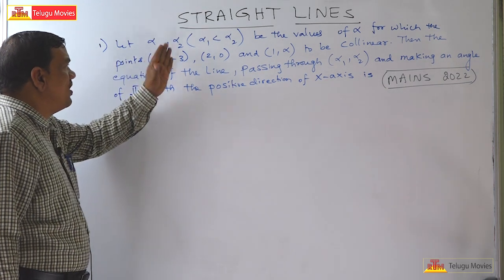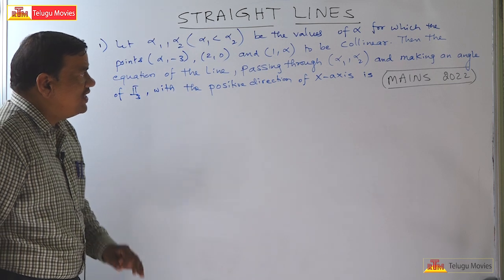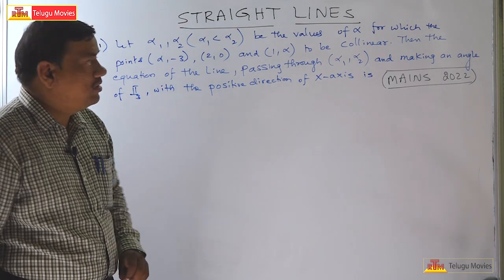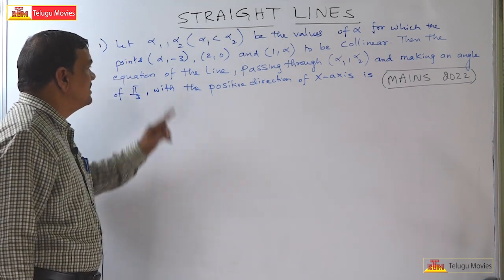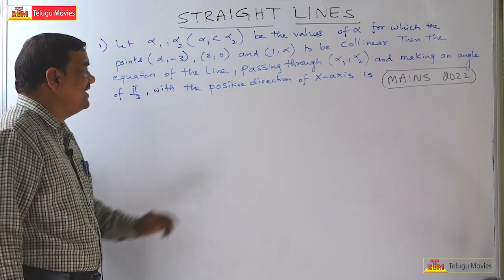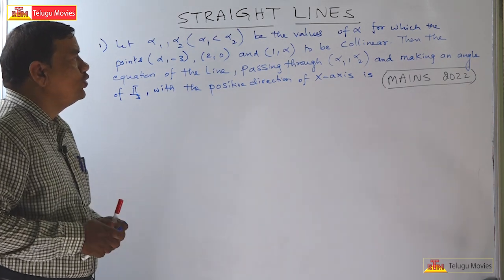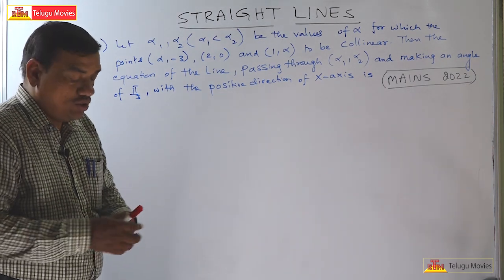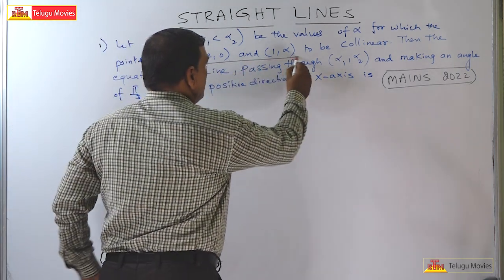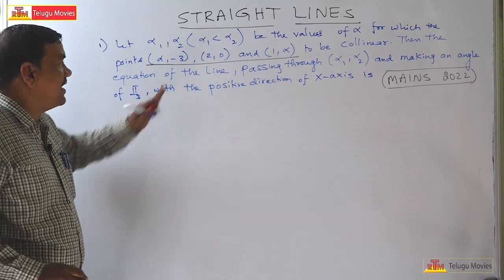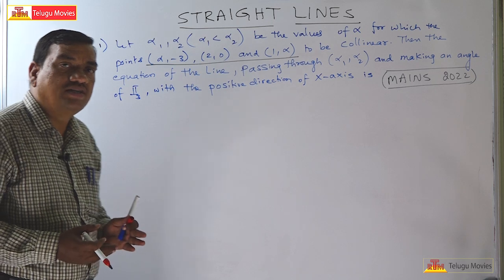Let alpha 1 comma alpha 2, where alpha 1 is less than alpha 2, be the values of alpha for which the points (alpha, -3), (2, 0) and (1, alpha) are collinear. So here it is given that these 3 points are collinear.